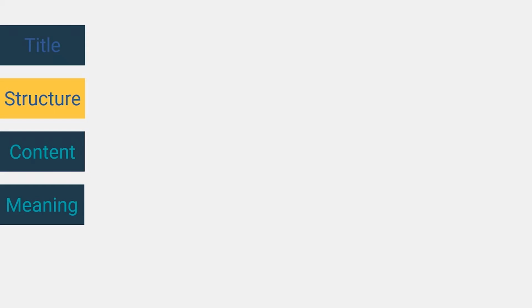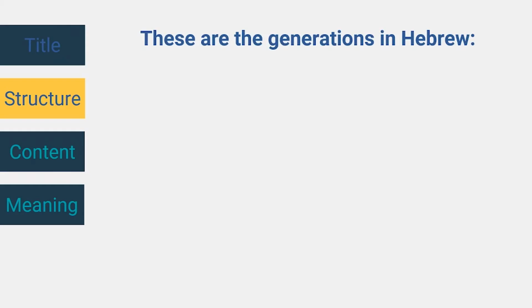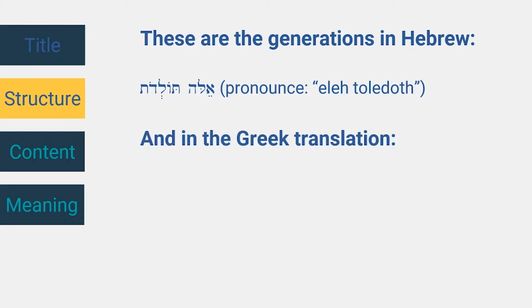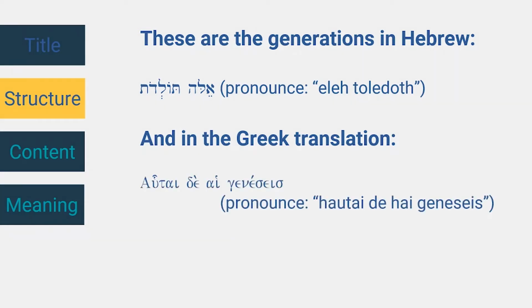Now let's take a closer look at the phrase, "These are the generations." In the original Hebrew, this phrase is Ele Toledot. But in the previously mentioned ancient Greek translation of the text, this phrase is translated as Hautai Hai Genesis. And yep, exactly, that is Genesis. That is where the name of this book comes from. It comes directly from the structure of the book of Genesis.